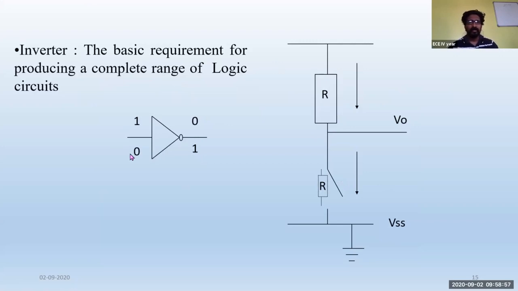Now see the construction of a CMOS inverter. It is done with the help of one PMOS and one NMOS, which is equivalent to this structure, where you have two resistors connected in series.